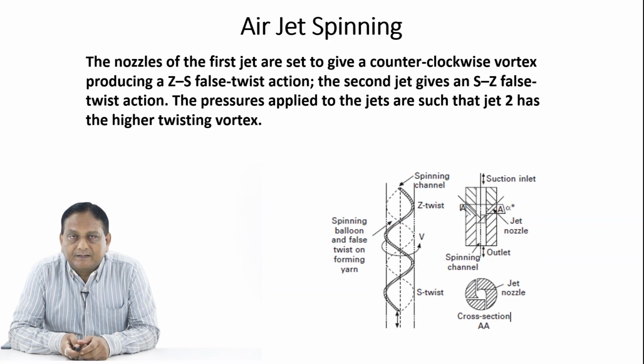The nozzles of the first jet are said to give a counterclockwise vortex, and this produces a ZS false twist action, and the second jet gives an SZ false twist action. The pressure applied to the jets is such that jet 2 has the higher twisting vortex. So these are the principles of twisting in air jet spinning, jet S followed by SZ. These are the false twist arrangements in air jet spinning.